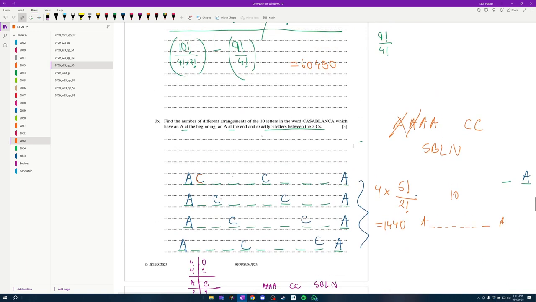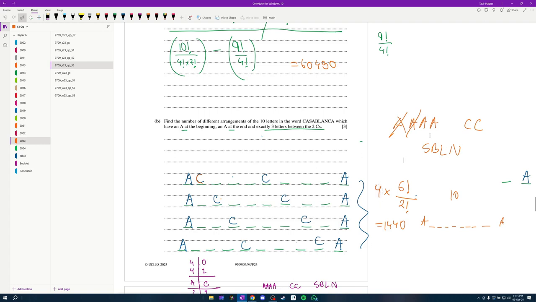Next, find the number of different arrangements of the 10 letters in the word Casablanca which have an A at the beginning, an A at the end, and exactly 3 letters between the 2 C's. Okay, so A at the beginning and A at the end, so I fix that initially. Then I start with the C's, the arrangements. 1 C on the second blank, 3 gaps, then another C, and so on. I can do this in 4 ways, so I'm going to multiply it by 4.